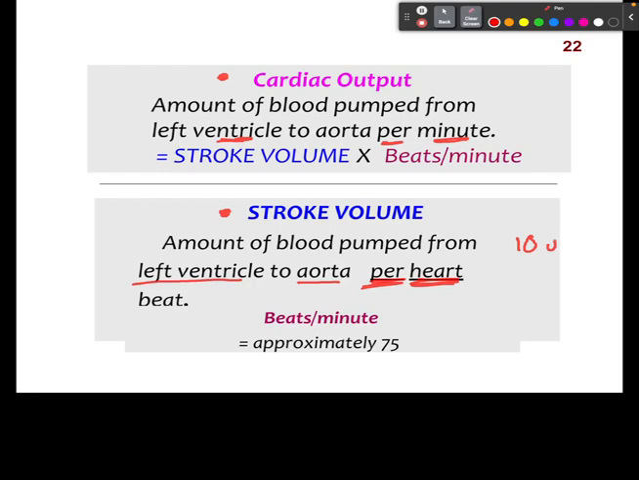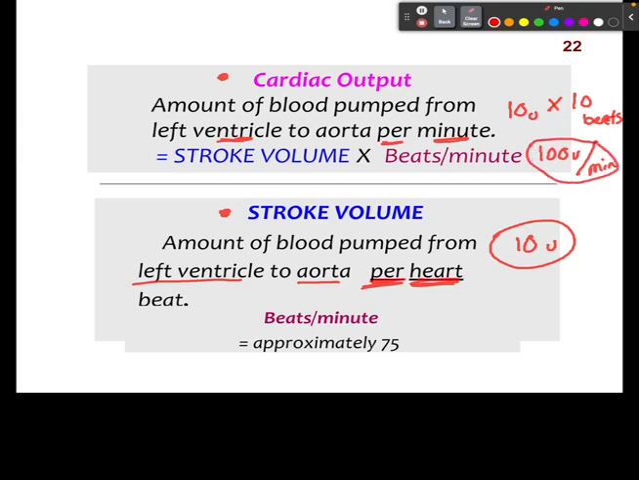Now let's go up to, I'm sorry, cardiac output. So that would be your stroke volume, 10 units per beat. Cardiac output would be 10 units per beat times however many beats there were in a minute. So let's say there were 10 beats in a minute. What that would mean is your cardiac output would be 100 units per minute.